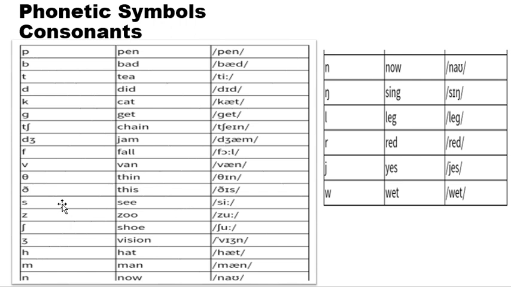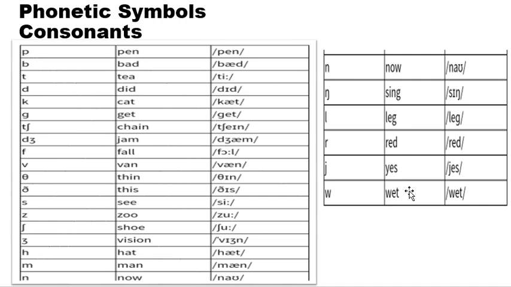s as in see, z as in zoo, sh as in shoe, zh as in vision, h as in hat, m as in man, n as in now, ng as in sing, l as in leg, r as in red, y as in yes, w as in wet.